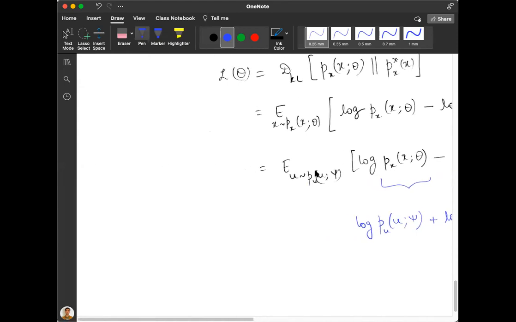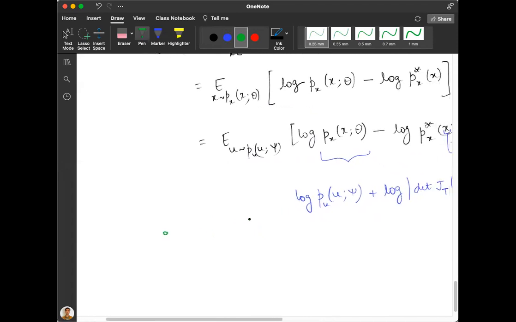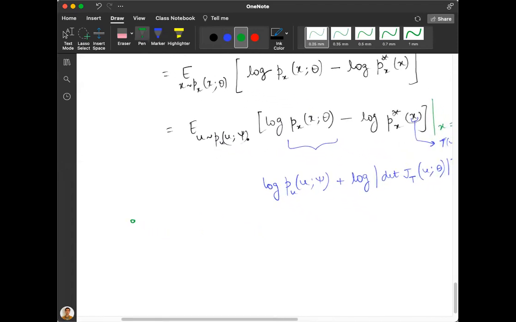Okay, so let's write down what all are the requirements for this. To compute, or to basically differentiate, this loss function, you will require PU. You need to compute its value as well as sample from it. You need to sample from it, and also you need to know its value for a particular U.